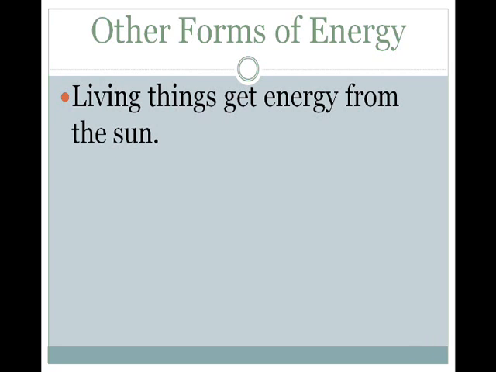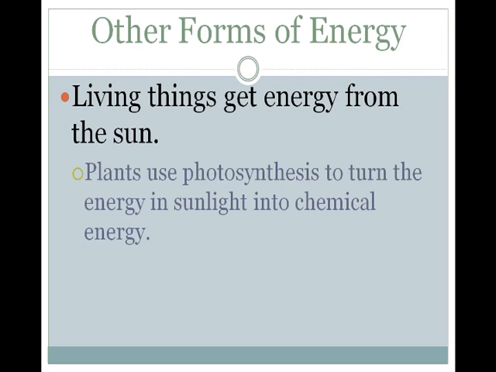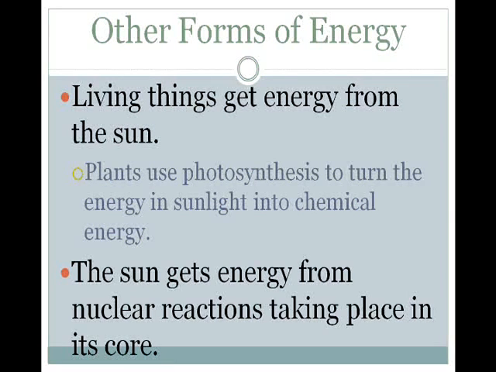Living things also get energy from the sun. This is another type of energy. Plants use photosynthesis to turn the energy in sunlight into chemical energy. So we've already talked about non-mechanical energy being at the level of the atom and having chemical energy in a chemical reaction. Living things actually use the energy from the sun and transform it into chemical energy. And the sun gets its energy from nuclear reactions taking place in its core. And that's how it continues to produce so much heat.